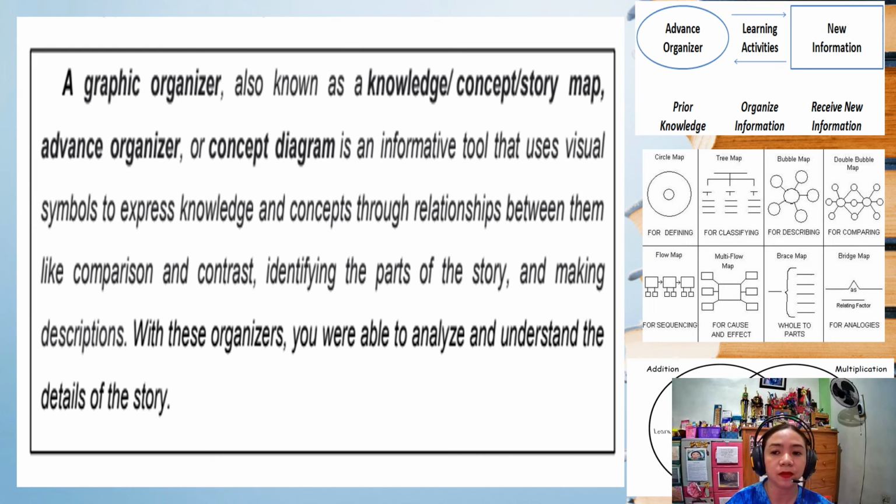So these are examples of the advanced organizers. We have circle map, tree map, bubble map, double bubble map, flow map, multi-flow map, brace map, bridge map. So these are examples of advanced organizers. And a Venn diagram is also an example of it.